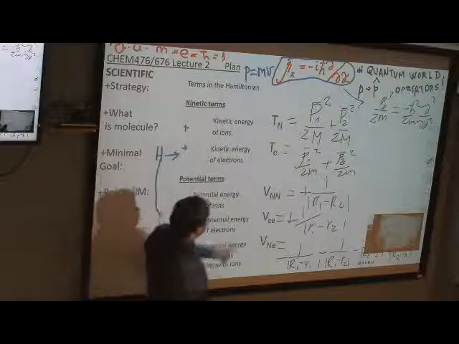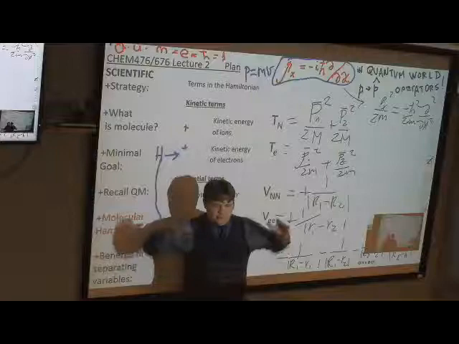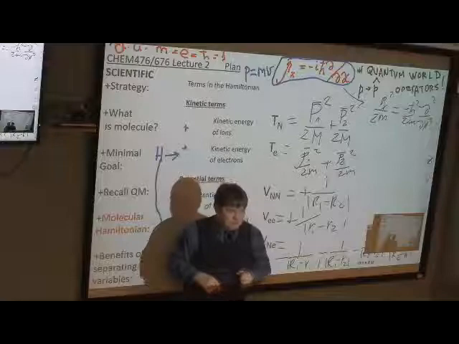So how many terms total? 4 plus 6, 10 terms in the Hamiltonian, right? So you put big brackets, 10 terms in there, acting on the unknown wave function. And you build an independent integral equation.